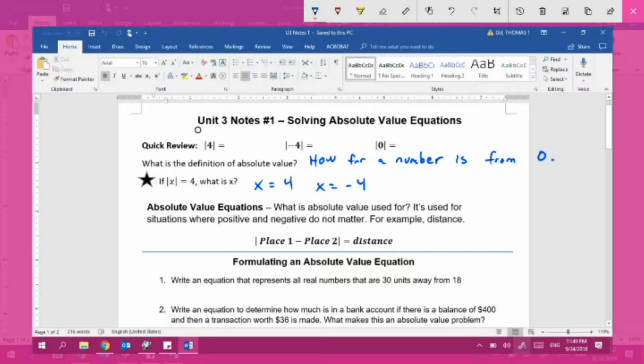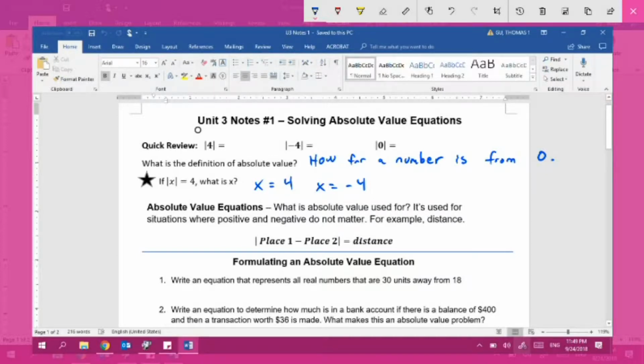All right, so check this out. Absolute value equations. What is absolute value used for in real life anyways? It's used for situations where positive and negative don't matter. For example, distance. When you ask somebody, how far is Dallas from Houston? You don't say, oh, it's -200 whatever miles.